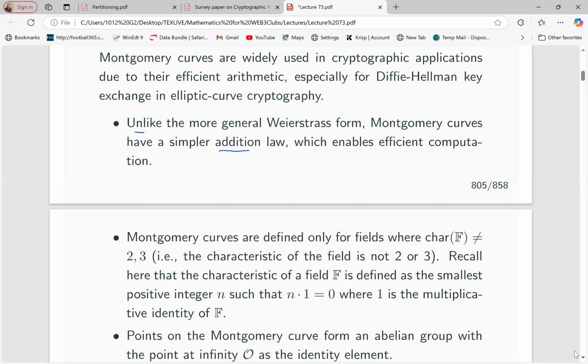Now, again, point number 2 here is that we shall not have Montgomery curves defined on every field. It will not be defined on every field, but on some fields. And I've said here that it is defined only on fields where the characteristic of F is not equal to 2 or 3. So the characteristic of F should be more than 3. If it's more than 3, then we can define a Montgomery curve on that field.